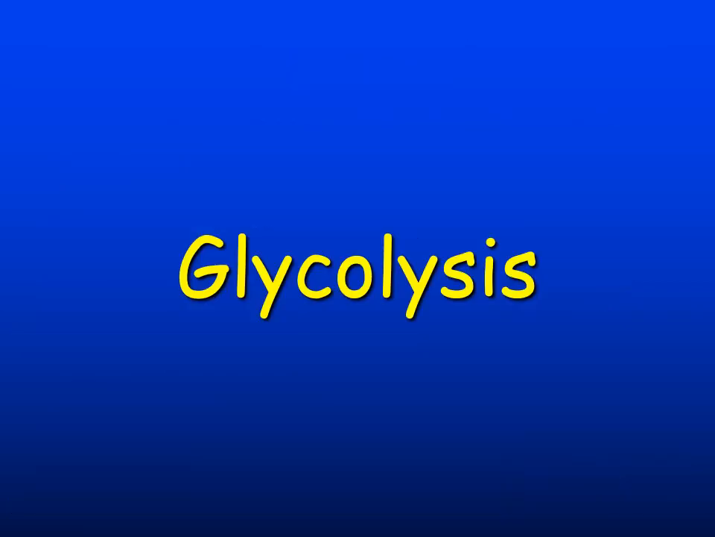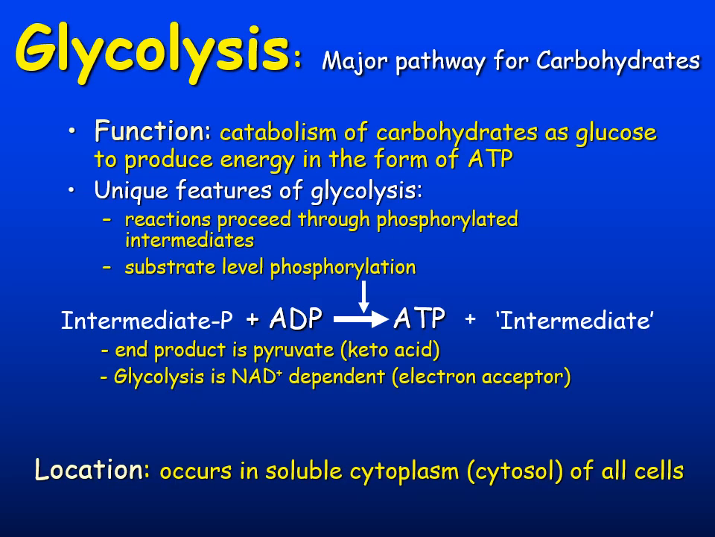Alright, so let's now dive in and have a close look at glycolysis, in particular looking at how it's regulated. A couple of high-level statements to start with. First of all, this pathway is the major pathway for carbohydrate oxidation. It breaks down carbohydrates as glucose to produce energy in the form of ATP, and the reactions proceed through a series of phosphorylated intermediates, ultimately ending up producing pyruvate.